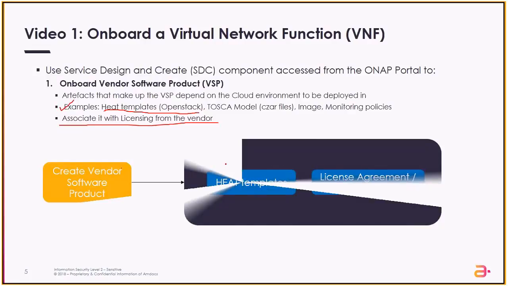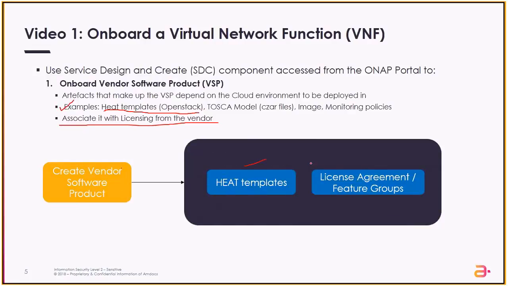So really, we have our heat templates, and the licensing agreement really says, okay, for this VNF or product we're getting from our vendor, how do we measure how it's being licensed and used? Is it by user, by active user, number of vCPUs it's deployed on? Maybe you have a site-wide license. Is it by network, etc.?